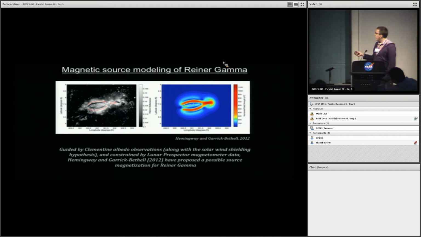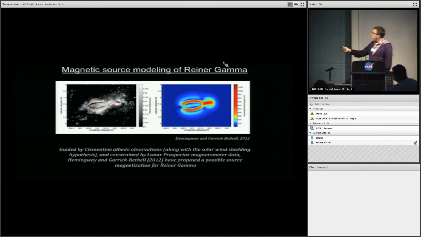But Doug Hemingway and Ian Garrick-Bethell back in 2012 proposed an empirical or qualitative model for what you could possibly get for the source magnetization for Reiner Gamma. And they were reasonably clever about it. They said, well, if we take the solar wind shielding hypothesis as probably true, we can say that regions with brighter surface area should have more horizontal fields, because the horizontal fields are somewhat more effective at generating these electric fields which slow down the solar wind.